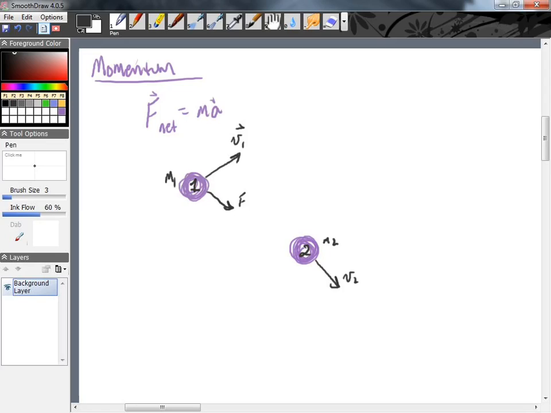That will be the force of the second object on the first. And 2 will experience, according to Newton's third law, an equal and opposite force that 1 will be exerting on 2. So we have these two objects, and for our intents and purposes here, this whole thing is our system.